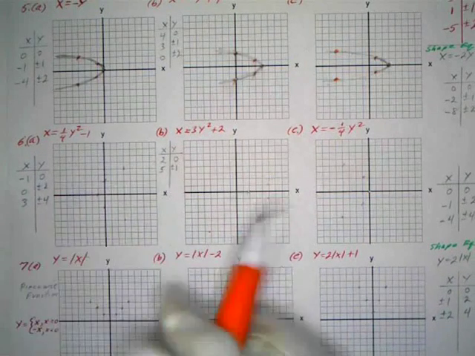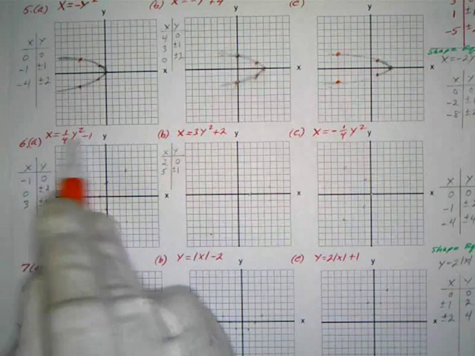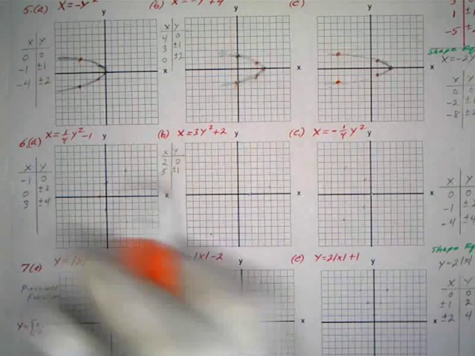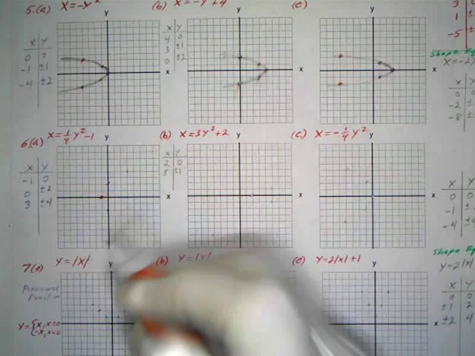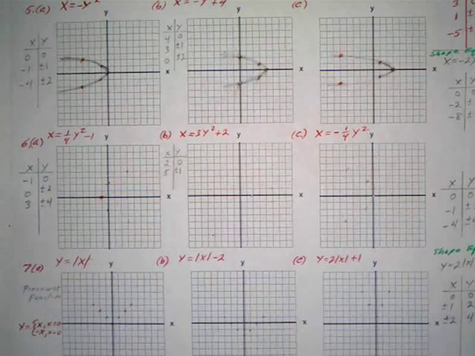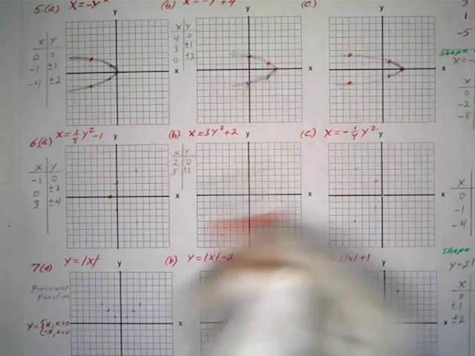Again, now this is open to the right because it's positive. It's shifted 1 to the left because that's a negative 1. So I know it's going to be a little bit flatter because it's a fraction. Fraction makes it flatter. Whole number makes it skinnier. Okay, and we can get some points lots of ways.